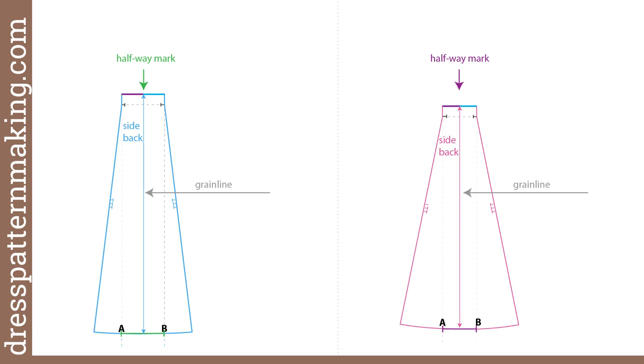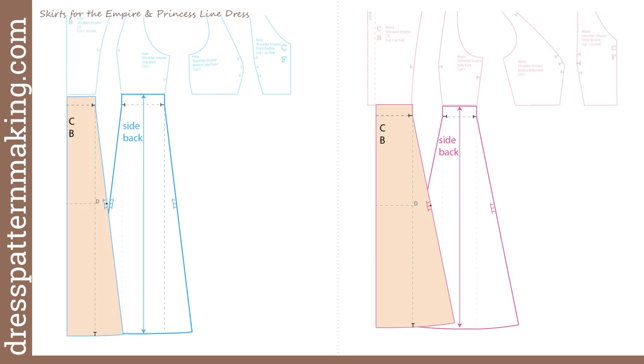So mark the halfway point at the empire line, so measure the empire line measurement and mark the halfway point. Mark the halfway point at the hem, so referring to that original rectangle, halfway between A and B. Then draw a vertical line from the empire line to the hem. That line should be, must be, at right angles to the empire line. So that's the side back pattern piece finished.